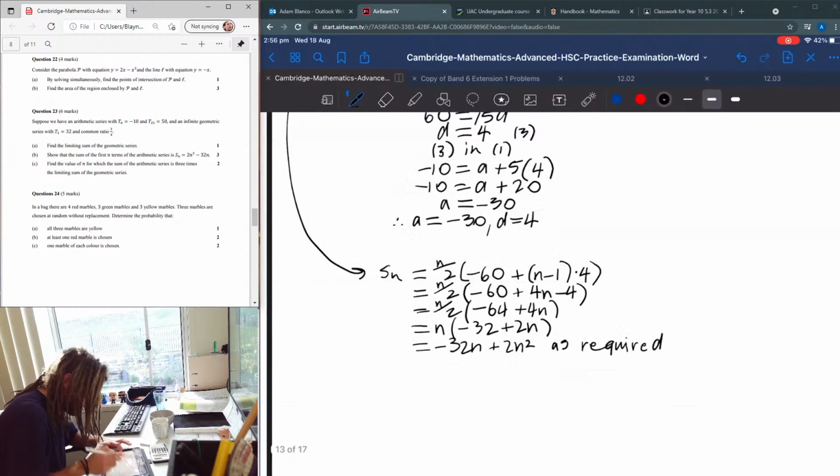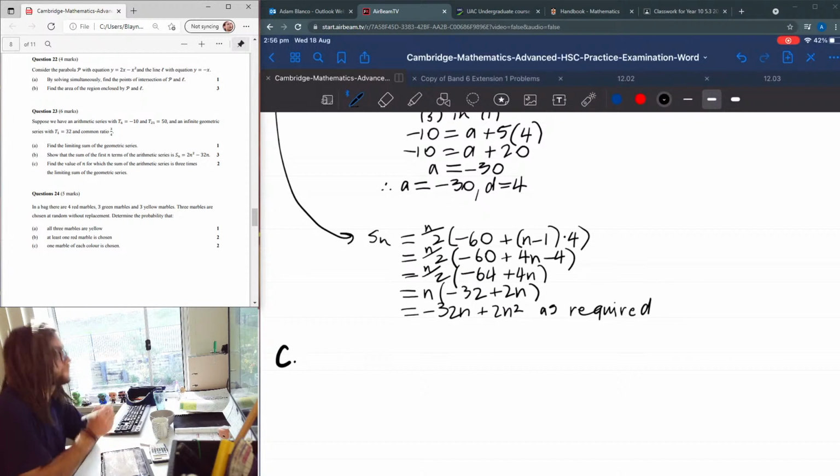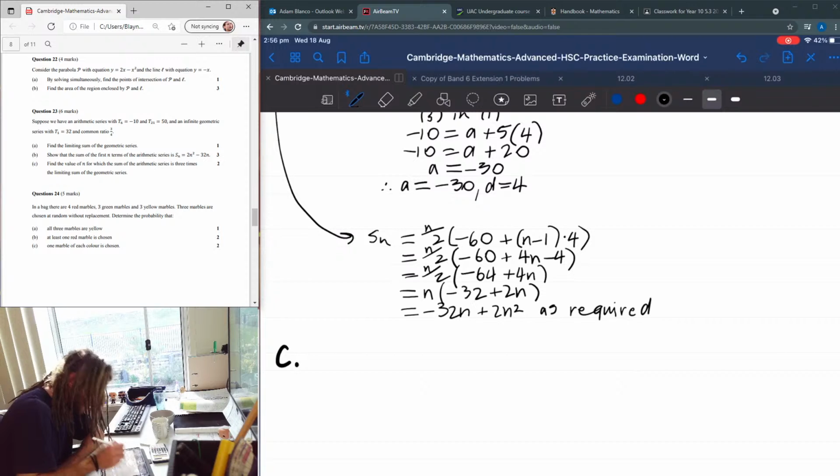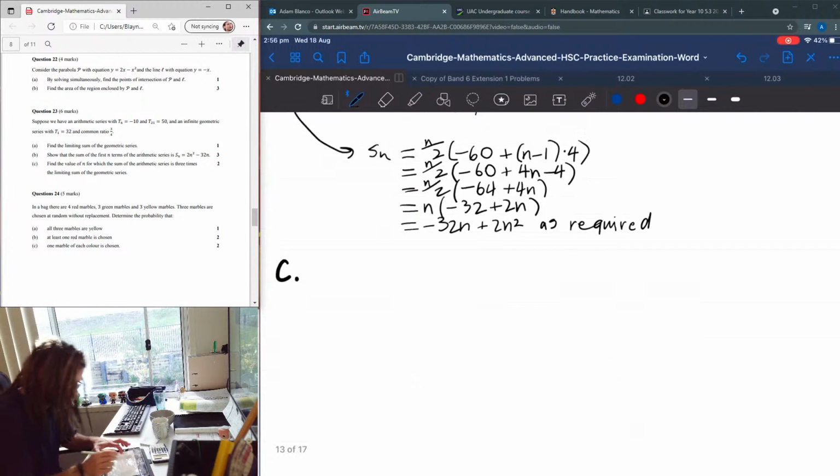C. Find the value of n for which the sum of the arithmetic series is 3 times the limiting sum of the geometric series. Okay, let's write that in maths.